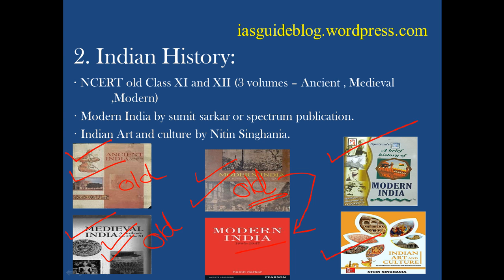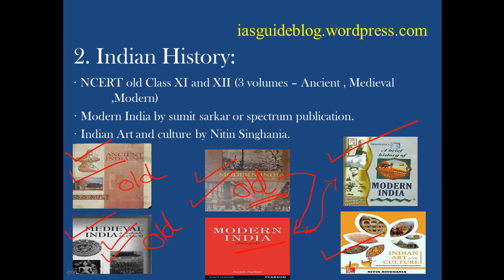Even the modern Indian content I have told you in this book, the same syllabus they have covered in Sumit Sarkar and Spectrum, but in an elaborate manner. That's the reason you should be studying any one of these books, Spectrum or Sumit Sarkar. That's it. And let us see what they have covered in this Nitin Singhania culture book.